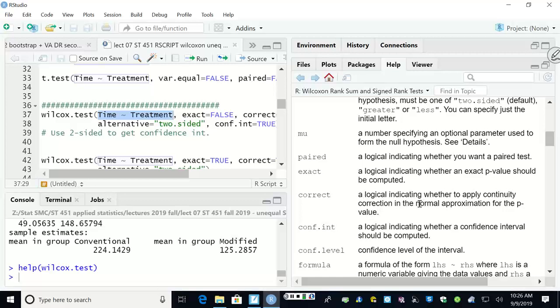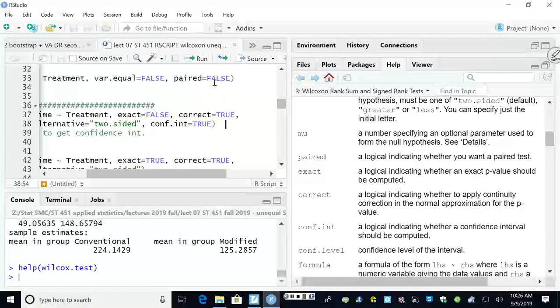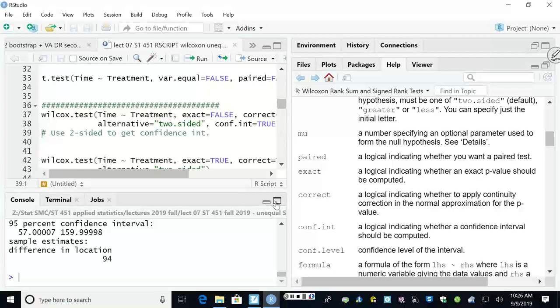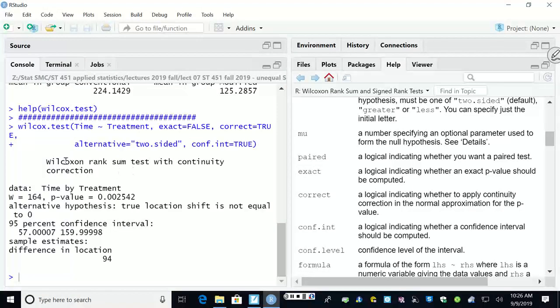If they do the normal approximation, you're dealing with integers for the sum of the ranks, and so there's a continuity correction that's there. So anyway, some of these things can be used. If you do this, you can also report a confidence interval for the average difference, and in this case, it does the Wilcoxon rank sum test with the continuity correction. It's exact equals false, so it's using the normal approximation. It gets a statistic here, this W.